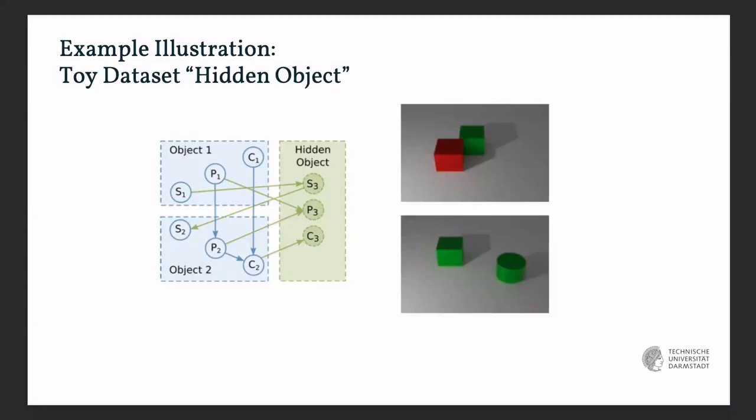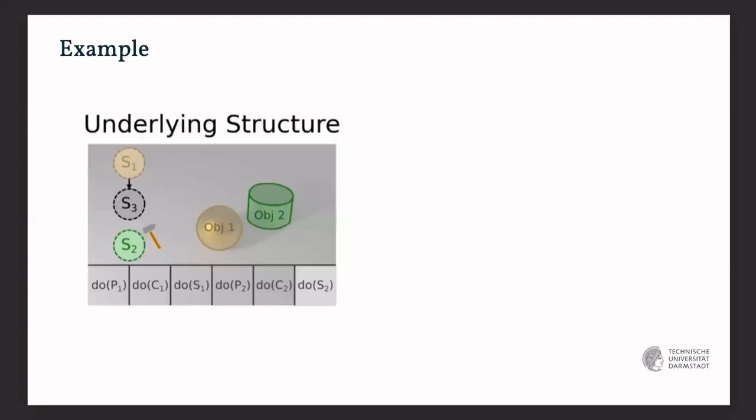What you can see is that S stands for shape, P stands for position, C for color, and the P and the C actually form a chain. So P1 is pointing to P2, P2 to P3, and the same for C. But the S are a bit different. S is pointing from 1 to 3 and then to 2. And so what we have here on the left-hand side is two objects, object 1 and object 2, highlighted with the golden and the green color.